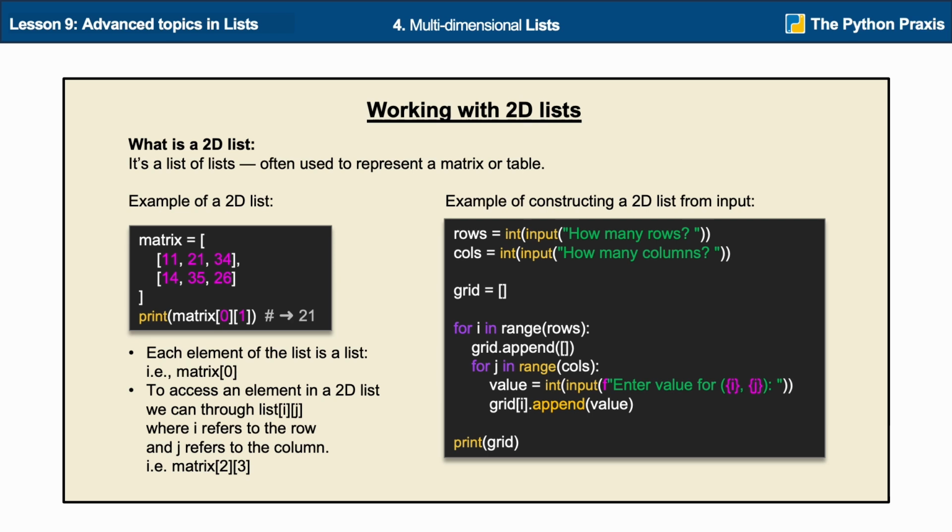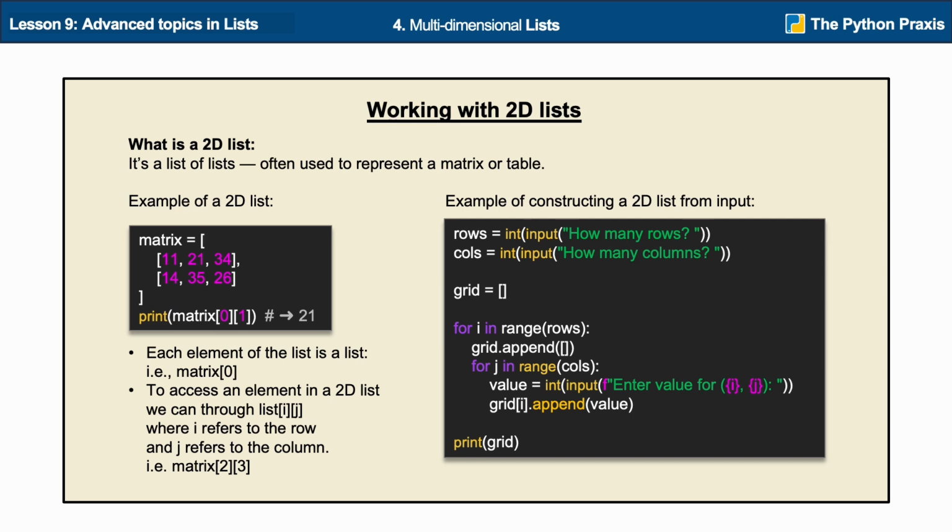What is a two-dimensional list? Simply, it is a list of lists. They are often used to represent tables or matrices. From the first example, we see that each element of the list is another list. In order to access an element in a two-dimensional list, we use the name of the list followed by two indices. The first index refers to the number of the row, and the second index refers to the number of the column, each in separate square brackets.